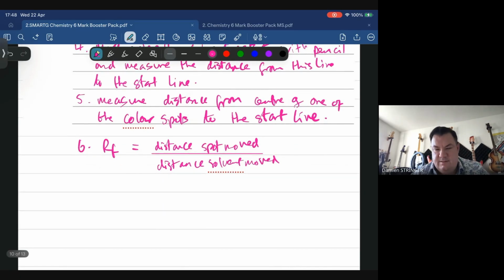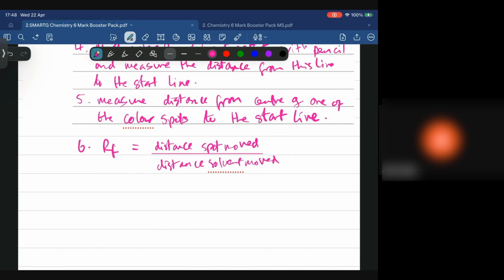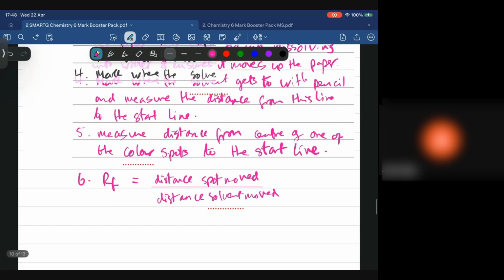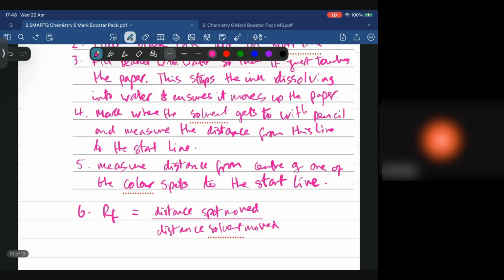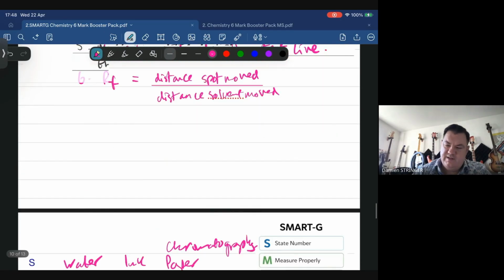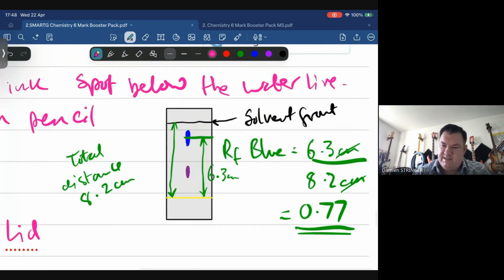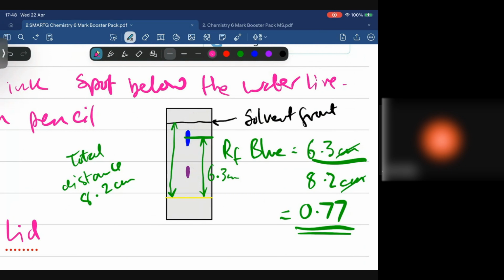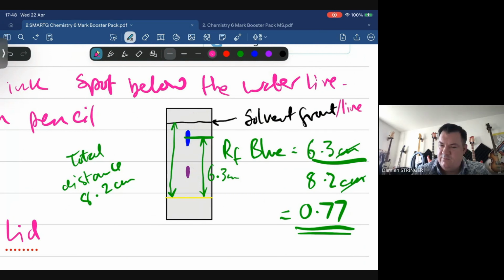Amina, for point 4, when you said the solvent, are they two separate lines? So is the solvent line at the top? Yes, so the solvent line is where we marked it there, solvent front. Solvent front or solvent line, whatever you want to call it. It's actually called a solvent front, but solvent line's fine.